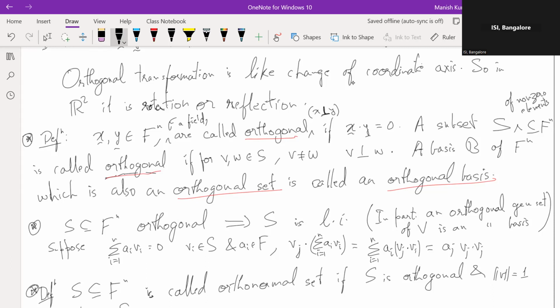Because if it is 0, then it's a problem. Since Vj is non-zero, we know that the dot product of Vj with itself is non-zero. If it's in real numbers, then it's actually positive. But otherwise, you can't say it's positive, but at least non-zero you can say. So that tells you that.